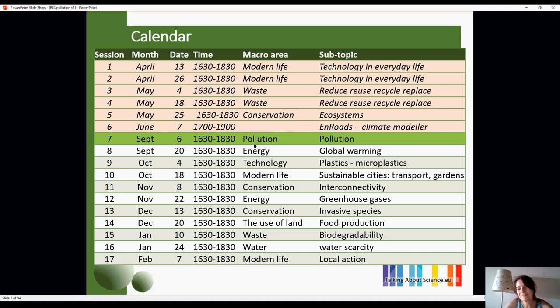So I've got the calendar up here, and I just wanted to show you where we are, because last time we had an extra session, in June, where I introduced the En-ROADS climate modeler. It was pushed in right at the end, so I want you to keep it in your minds, because it's a very, very interesting, very powerful tool for communication about climate.